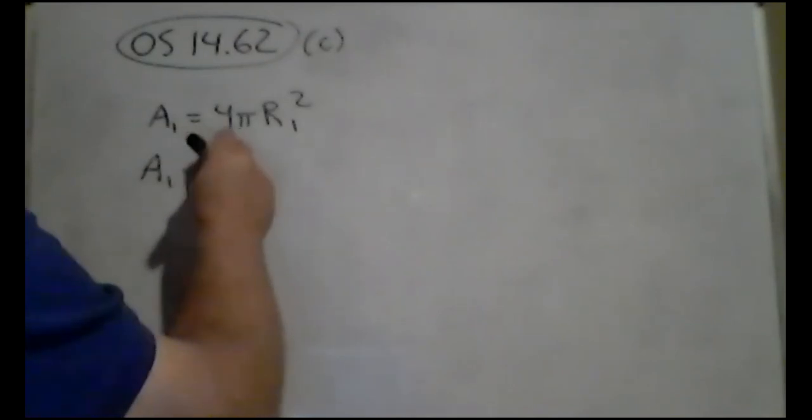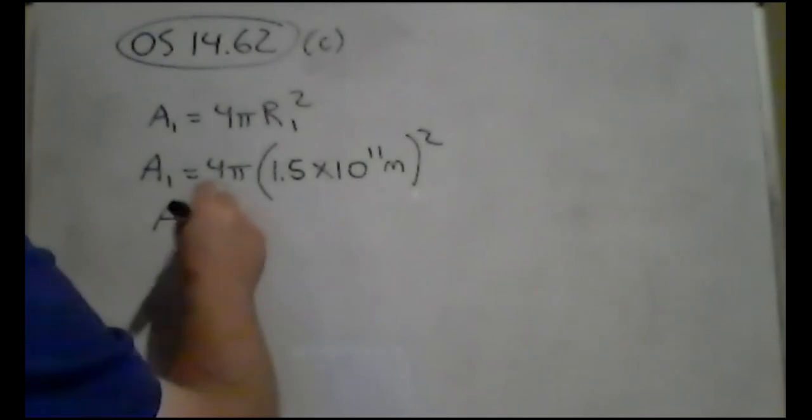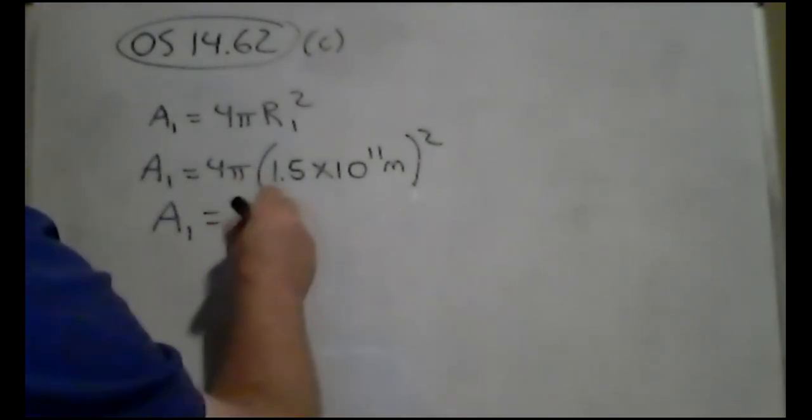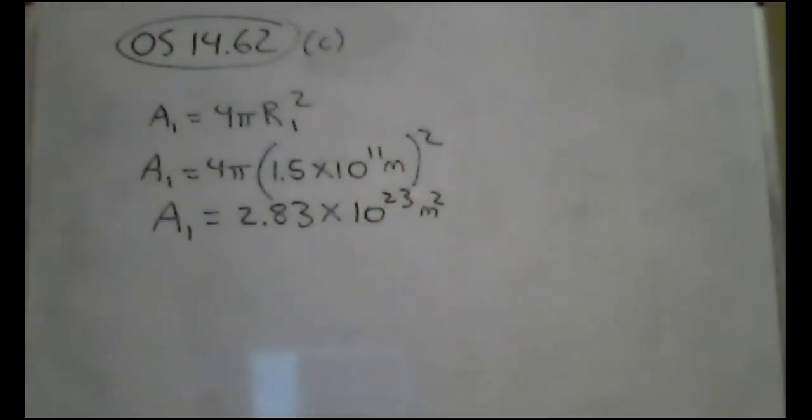A1 will be 4 pi times the distance from the sun to the Earth, which is 1.5 times 10 to the 11th meters. So the surface area of this larger sphere, with a radius equal to the distance between the sun and the Earth, is calculated to be 2.83 times 10 to the 23rd meters squared. Now I want to figure out the power that radiates through that sphere. So what's the intensity?